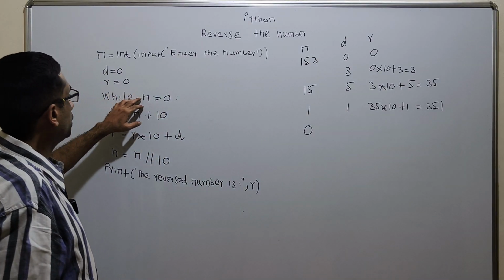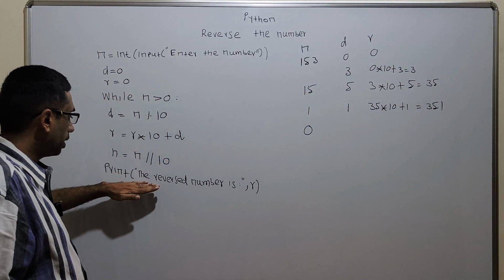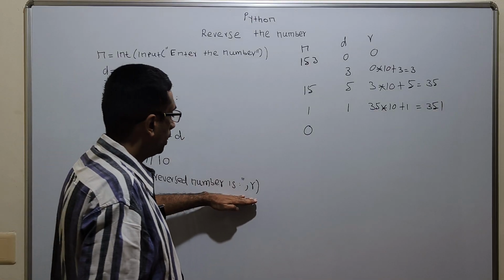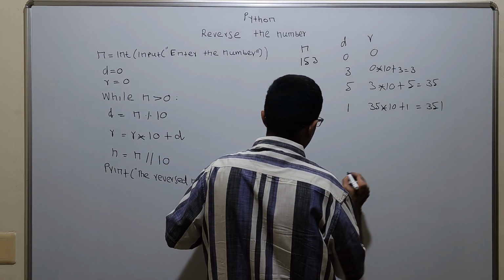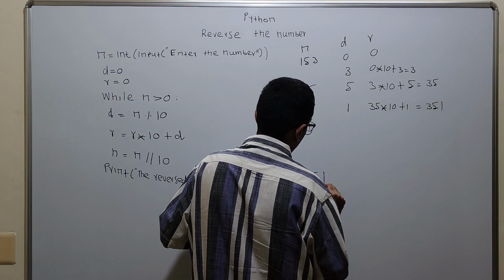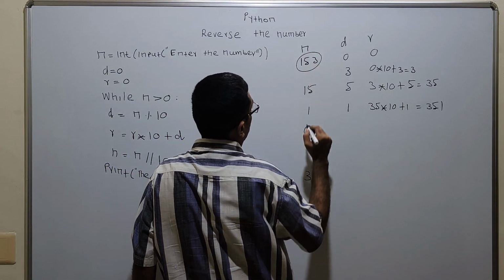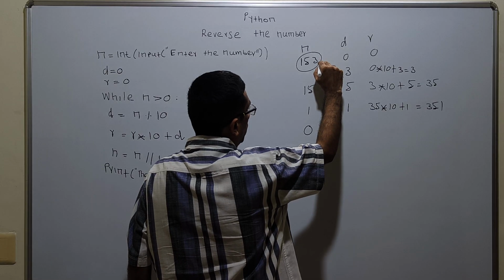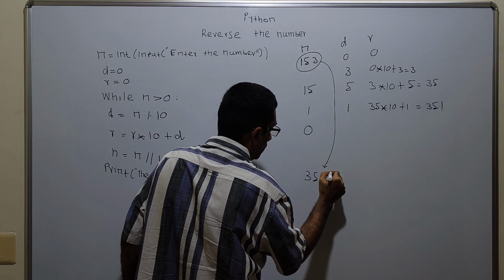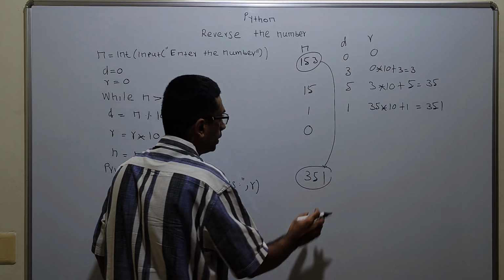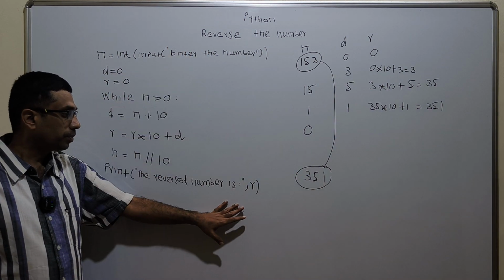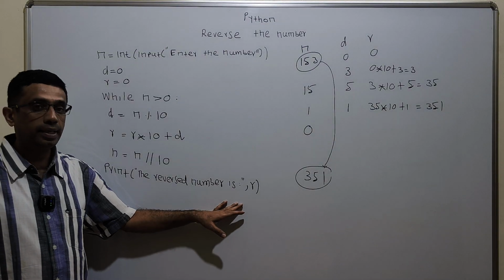Now control will come here and check 0 greater than 0, false. It will come out and print the reversed number is, and put in the value in the R. The value in the R is 351, that is my output. What is my input? 153 is the input. My output is 351, that is, the value is reversed. So this program will work perfectly for any number.